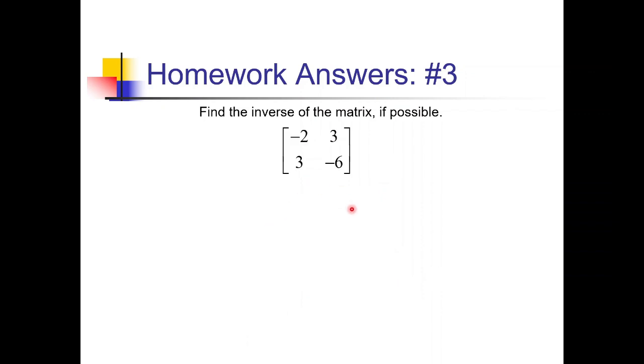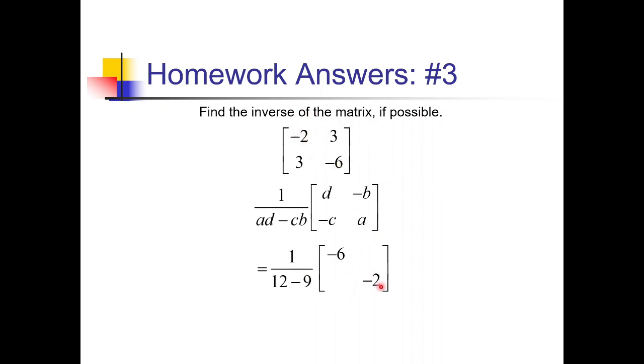To find the inverse of this matrix, let's use our formula here. So we've got 1 over the determinant. So 1 over 12 minus 9 if we do each of those multiplications. And then switching A and D, we have a negative 6 up here, negative 2 is moving down to the lower right. And then these 3's are both going to be negated because of negative B and negative C. So this is 1 over 3 out there. So we're just going to distribute 1/3 to each of these items in the matrix.